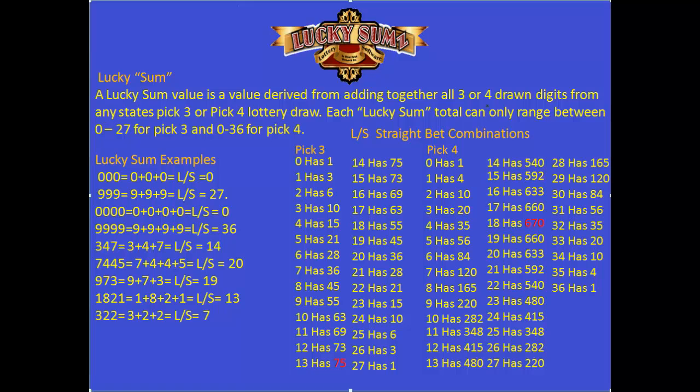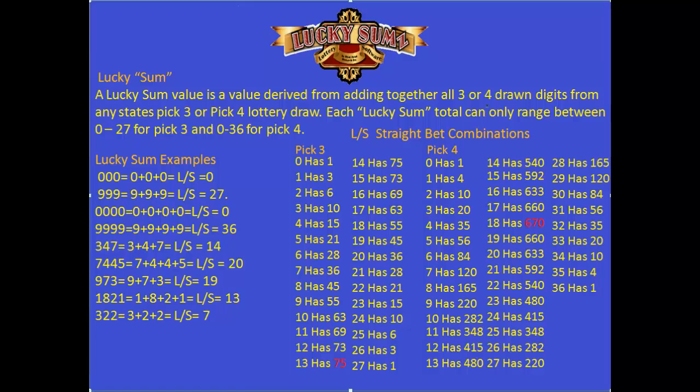Then, as we start in lucky sum 14, it goes in reverse, down to lucky sum 27, which again only has 1 outcome. The same with the pick 4. 0 plus 0 plus 0 plus 0, or quad 0, only has 1 combination. 9 plus 9 plus 9 plus 9, again, only has 1 combination, because it's a lucky sum 36.